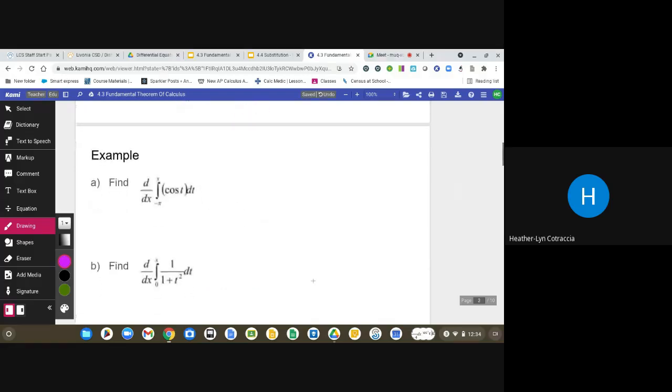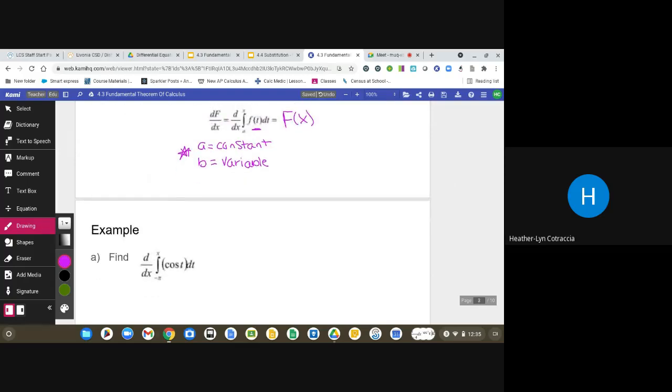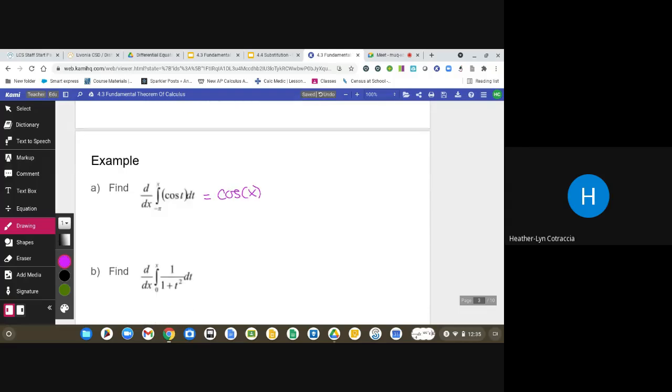The first example, the derivative of this antiderivative from negative pi to x of cosine t dt. Okay, so it met the criteria that I said on the previous page. So the constant's on the bottom, the constant's the lower bound, the variable's the upper bound. So when you take the derivative of this, you are going to get that this is equal to cosine of x. And that's it. Okay, derivative, antiderivative, and they will cancel each other out. They're kind of like inverses, and you get just the function.